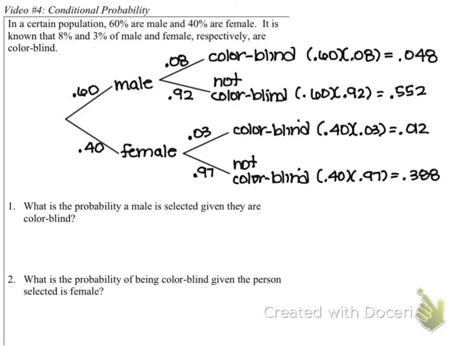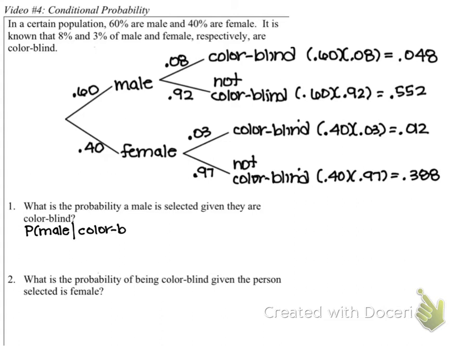So we'll take a look back at this colorblind question that we've done previously. We have a certain population: 60% are male, 40% are female, and then 8% and 3% respectively are colorblind. So what is the probability that a male is selected given they are colorblind? Sticking with some notation here, the probability of male given that they are colorblind.